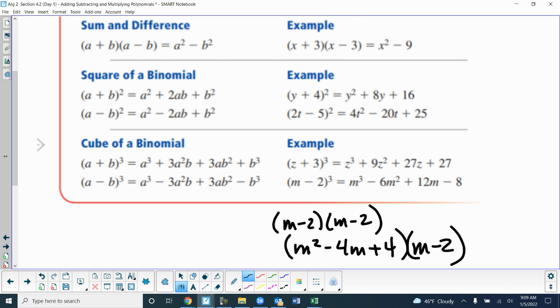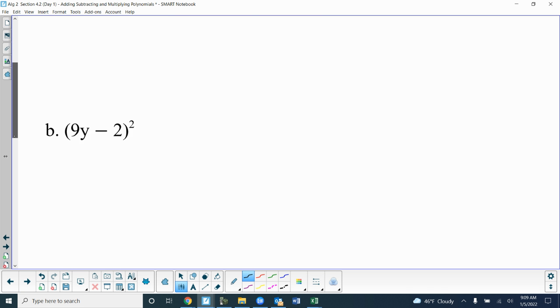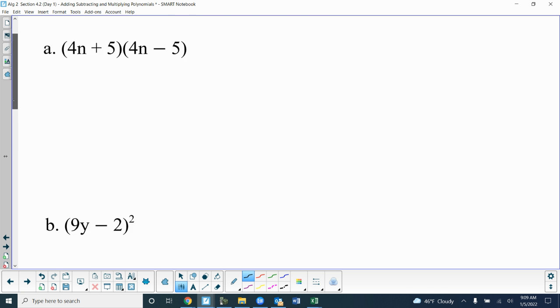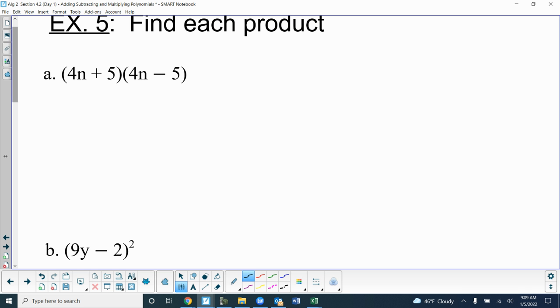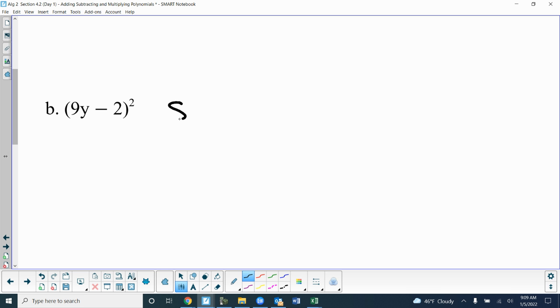So we should be able to add, subtract, and multiply. Do we need to practice these? Not really. Square the 4, I can do it real quick for you. Square the 5, is it plus or minus in between when you do this type? It's always minus. For this one, square the 9y. Multiply those together, negative 18y times 2. Square the negative 2, positive 4.